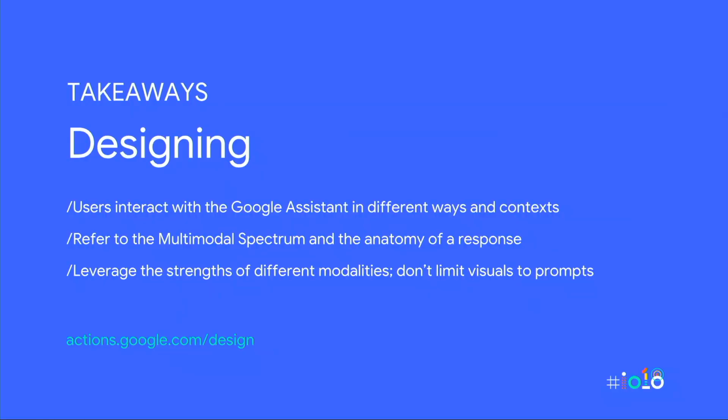Let's summarize what we've learned so far on how to design actions for the assistant. First, users interact with the Google Assistant in a variety of different ways and contexts. So this could include at home or on the go, up close at a distance, or through voice or visuals. In order to design across so many modalities, it helps to keep in mind the multimodal spectrum and think of your responses as having visual components as well as spoken components.